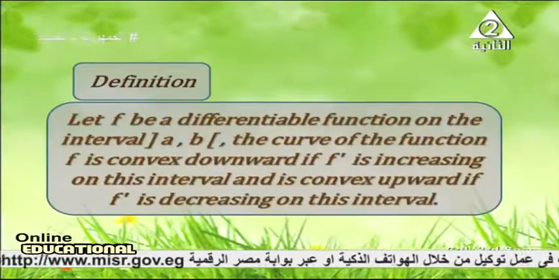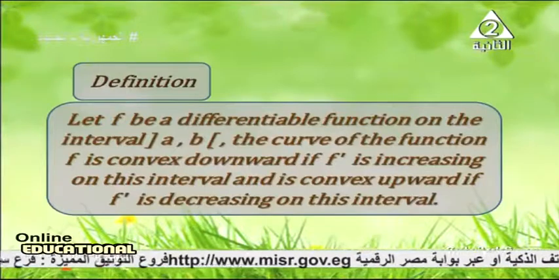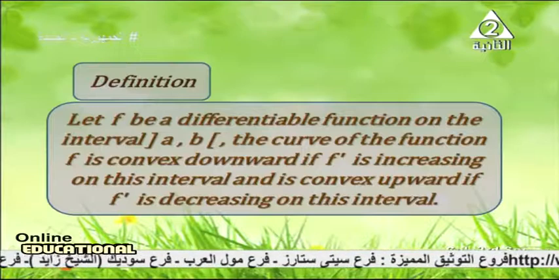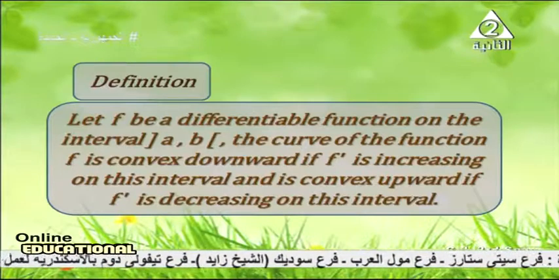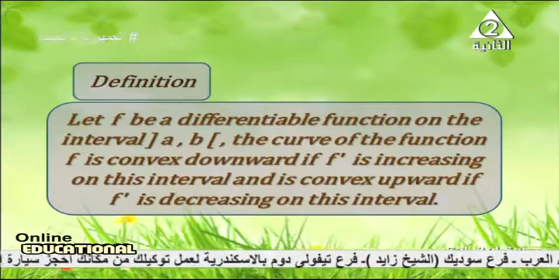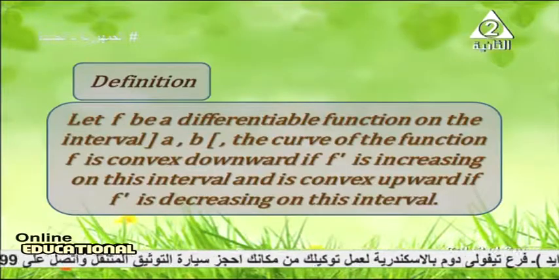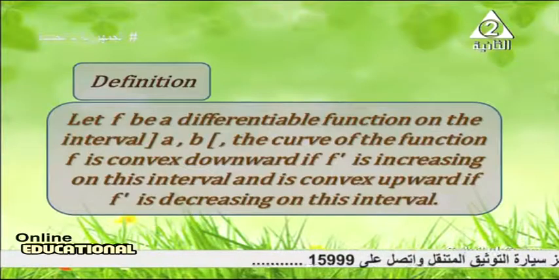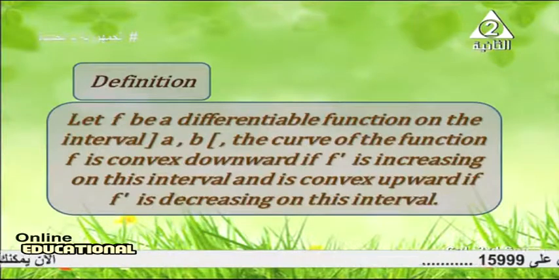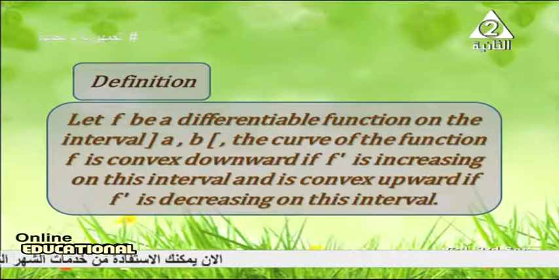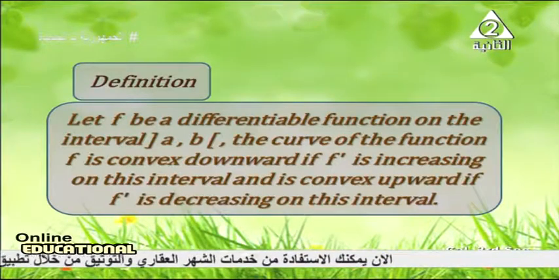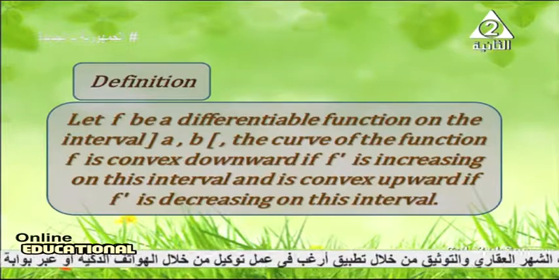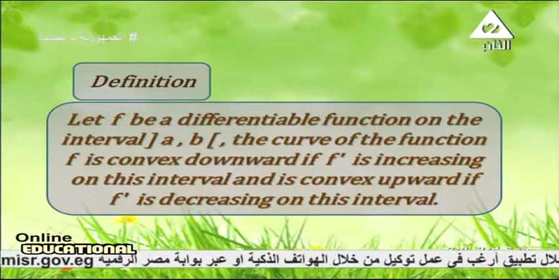Let f be a differentiable function on the open interval (a, b). The curve of the function f is convex downward if the first derivative of the function, f dash, is increasing on this interval, and is convex upwards if the first derivative f dash is decreasing on this interval.